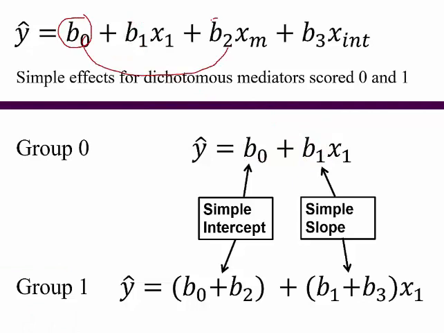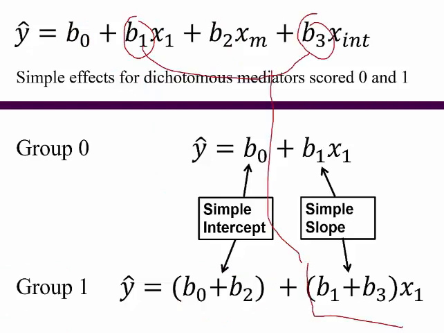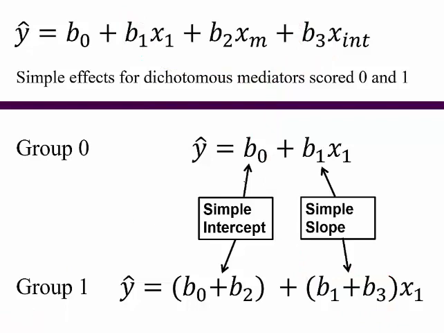Intercept plus beta 2, right down here, becomes the intercept for group 1, the second group. And beta 1 plus beta 3, down here, becomes the slope for group 1. So that way, we've got a simple intercept for group 0, a simple intercept for group 1, a simple slope for group 0, and a simple slope for group 1.